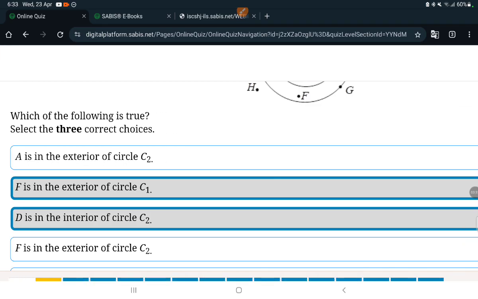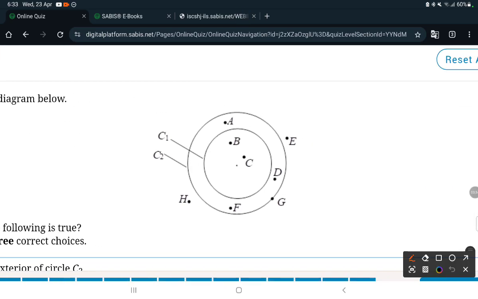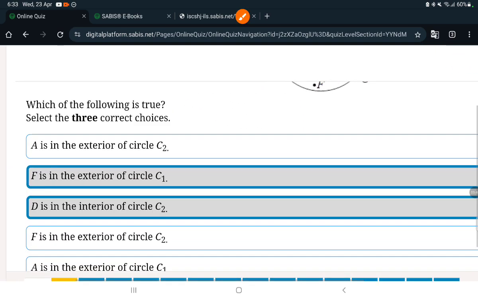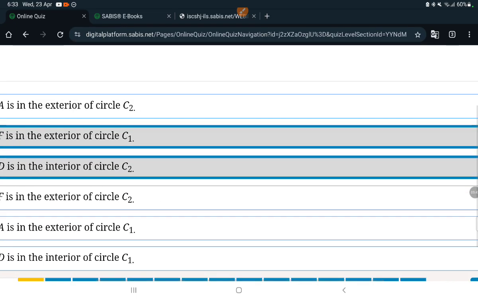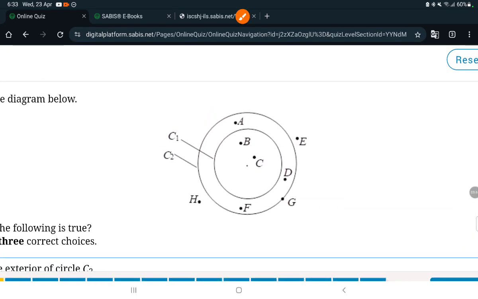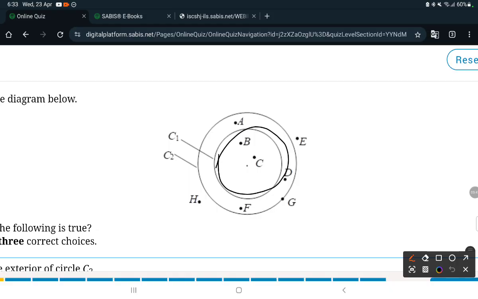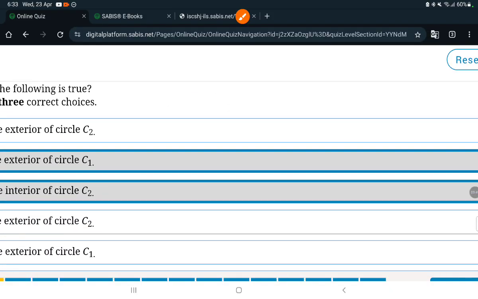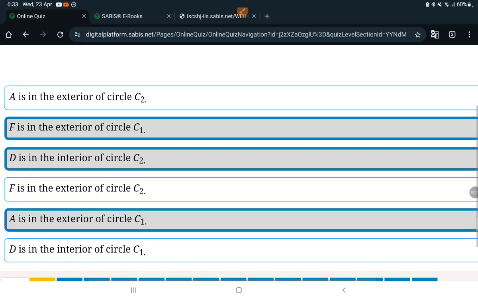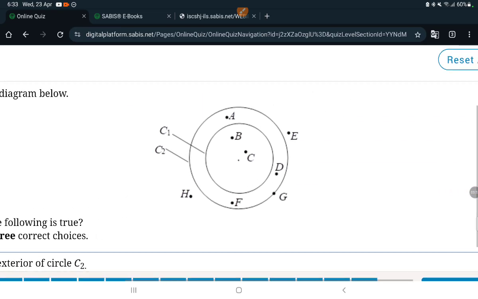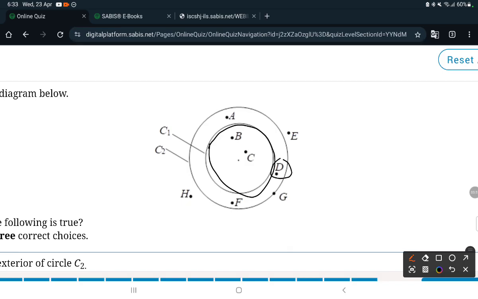F is in the exterior of circle C2. Exterior? No, it's actually in the interior because it's inside. So that's wrong. A is in the exterior of circle C1. Yeah, A is in the exterior. And then D is in the interior of circle C1. No, it's on the outside of circle C1, which is the exterior.